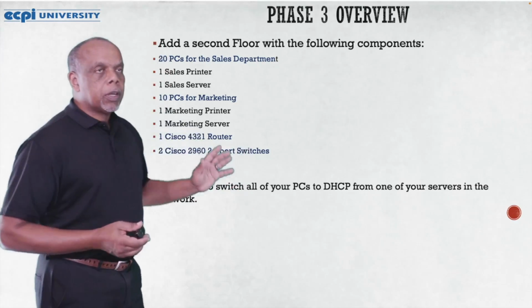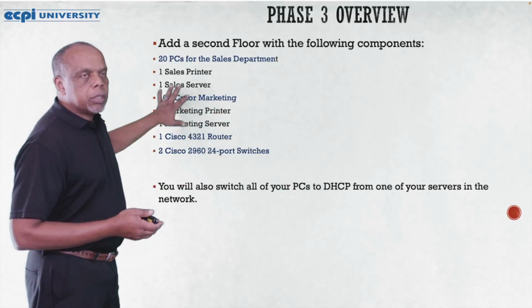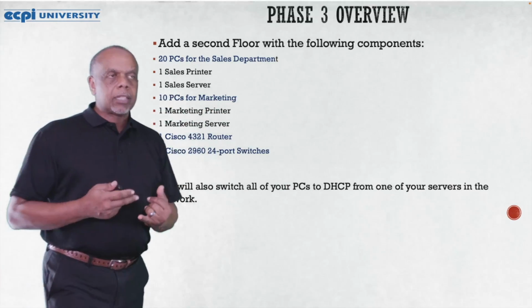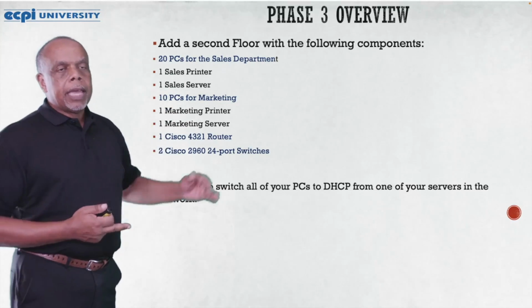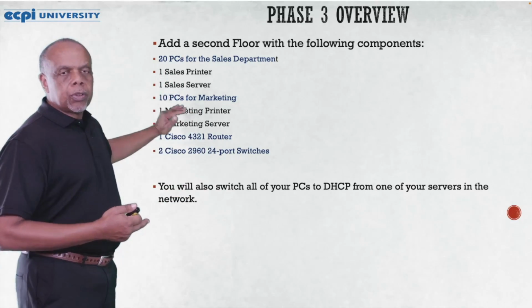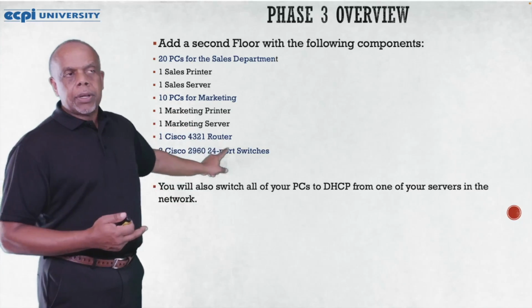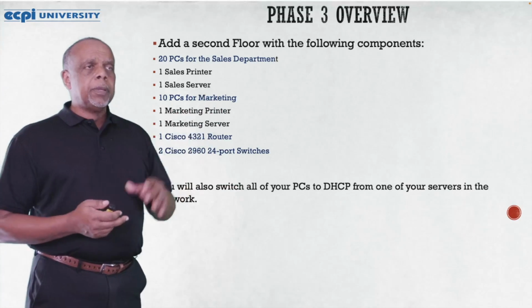So week 3, what are we going to do? We're going to add a second floor. And this second floor to building 1 is going to have all these components. We're going to add a sales department and a marketing department, okay? And these are the computers, printers, servers that are in each of those departments. And to do that, we're going to have to add another router, and we're going to have to add 2 more switches to build this out.